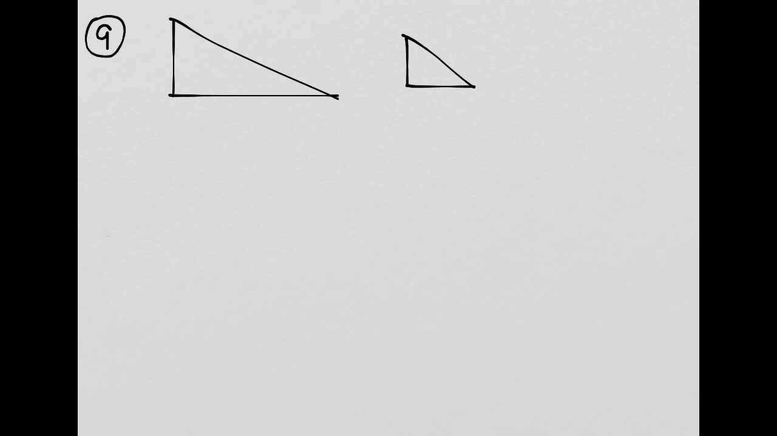Question 9. Similar triangles question. So take the two triangles that they give you, split them up into a big triangle and a little triangle. We know that this side here is 30. We know that this side here is 24. We know the area of this one is 400. Let's find the area of this one. So we need the linear scale factor first of all.